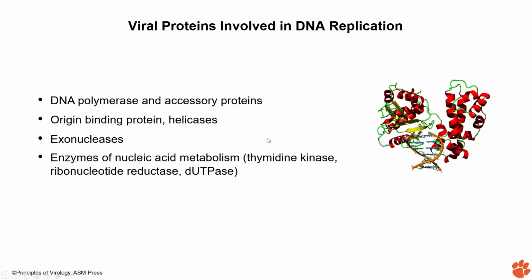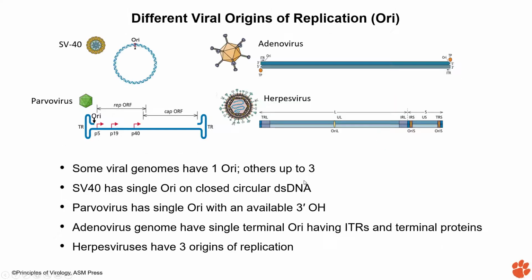So what are the proteins required? You need the DNA polymerase, of course, a DNA-dependent DNA polymerase, or DDRP, and accessory proteins. You need origin binding proteins and helicases to unwind the DNA. Exonucleases are needed because you are going to see that discontinuous synthesis happens, and these exonucleases are going to take out some of the residues from the overhangs. And you also need thymidine kinase, ribonucleotide reductase, and dUTPase. These are basically needed for nucleotide metabolism.